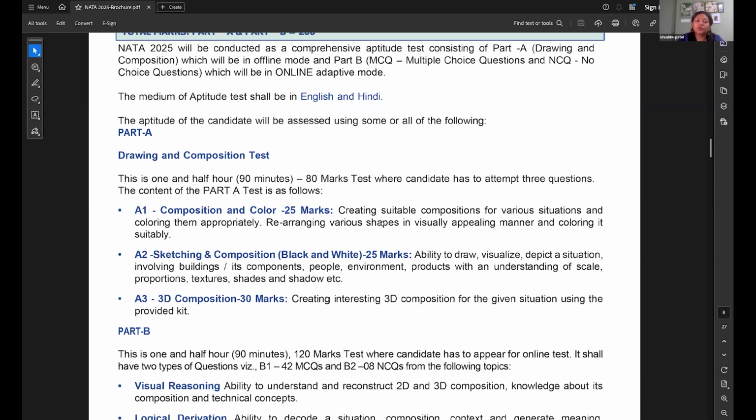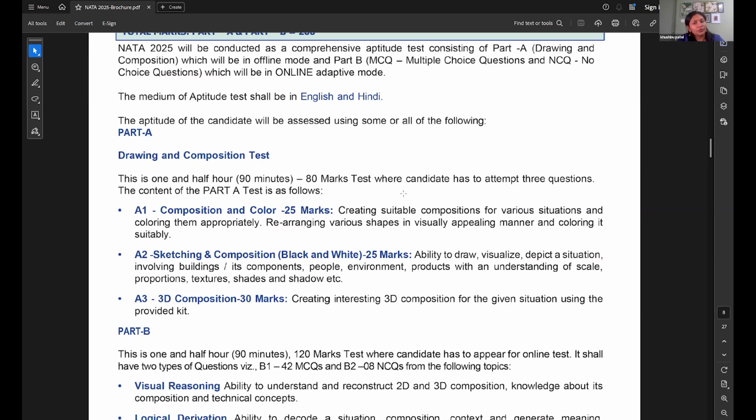The A1 question is going to be about composition and color. This says, creating suitable composition for various situations and coloring them appropriately. Rearranging various shapes in a visually appealing manner and coloring it suitably. Two keywords we read again and again here: two-dimensional or shape-based composition. And the second thing they are talking about here is color understanding.